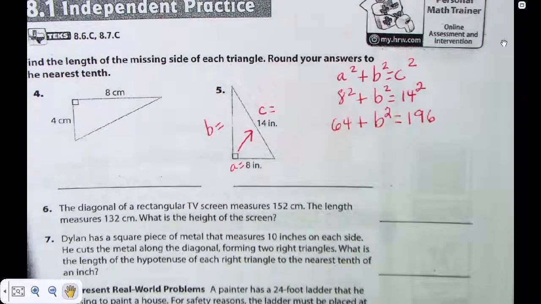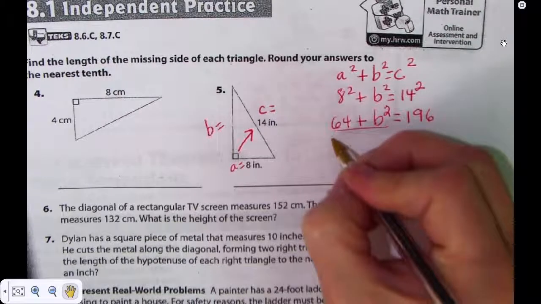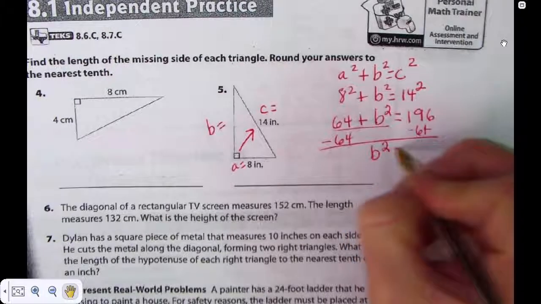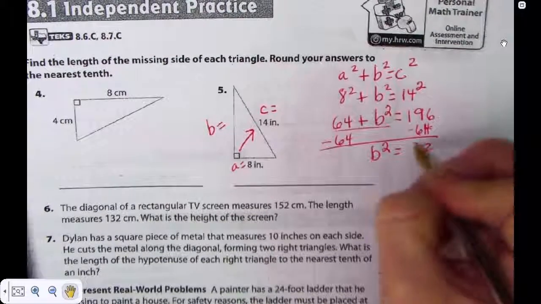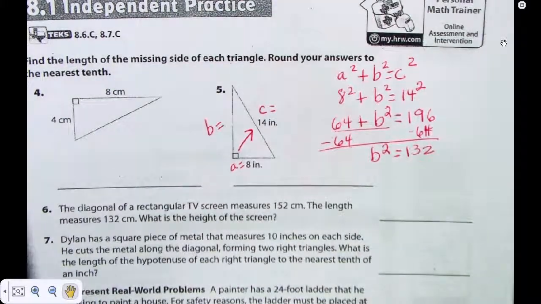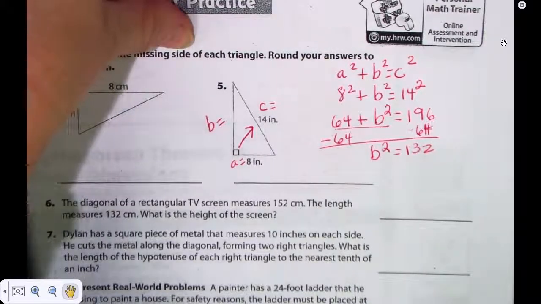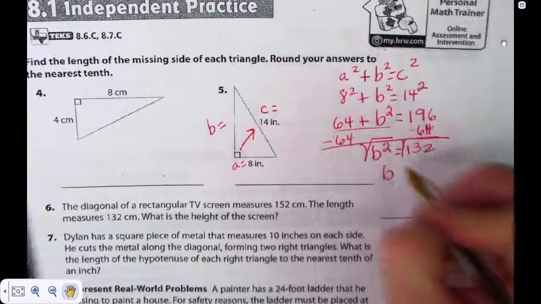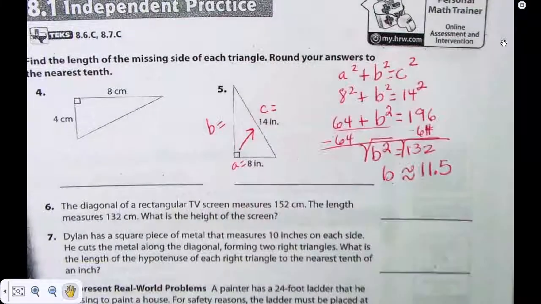Now, we're just solving equations here, people. Can we add those two numbers? No. So we're going to do what? Minus 64. Good. So B squared equals 132. Now, let's stop and make sure we're finding the missing side. We're not trying to find the area of the square. We're trying to find the side. So I'm going to take the square root. So B is about, good.